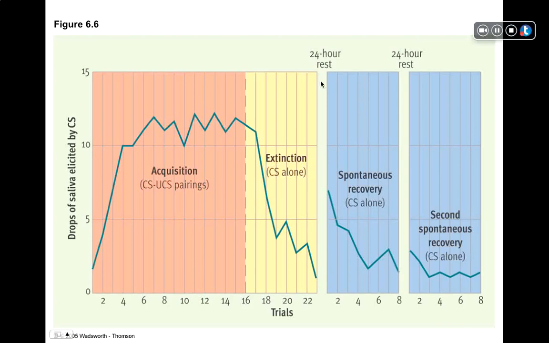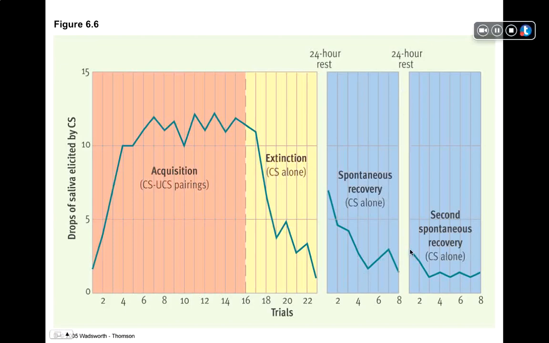Then when we give the animal a 24-hour rest, what do we see? We see what's called a spontaneous recovery. That is, trial 1, we see some salivation. That is, it has recovered seemingly some of the learning it did in the initial acquisition phase. That means it's still responding in the predicted way to the conditioned stimulus, but then it rather rapidly stops responding, stops salivating. And then when we give the animal another 24-hour rest, we see the second spontaneous recovery.